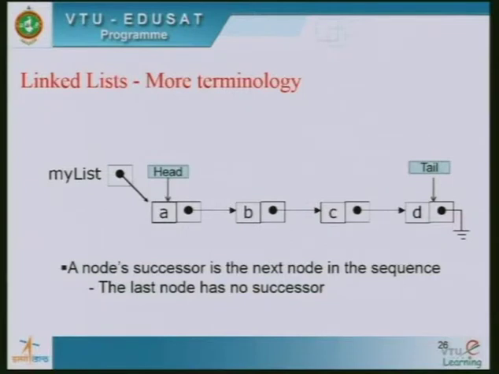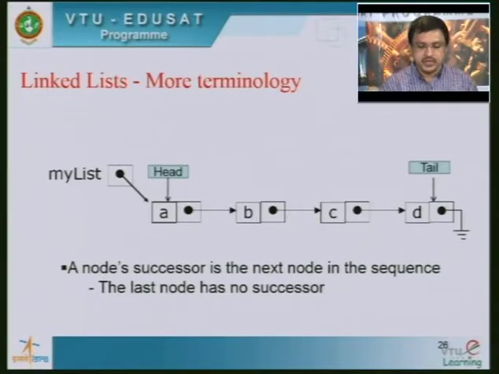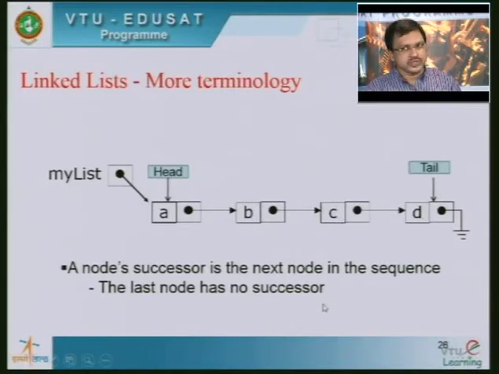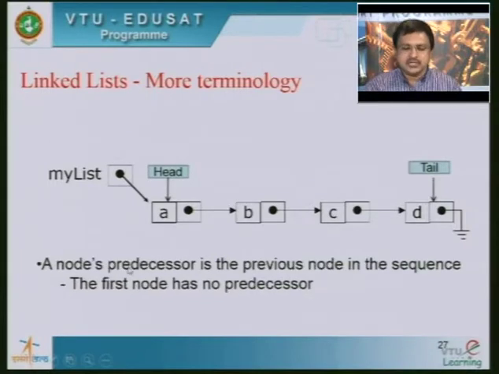Now let us quickly look at some of the terminologies in linked list as well as some of the operations. A node's successor is the next node in the sequence. A's successor is B, B's successor is C, C's successor is D. The last node has no successors. Similarly, there is a terminology called predecessor. A does not have any predecessors, B has a predecessor A, B is predecessor of C, C is predecessor of D. Okay. So, successor and predecessor.